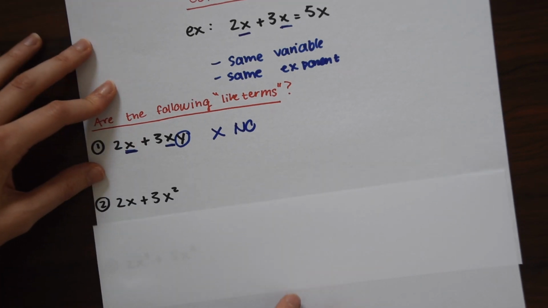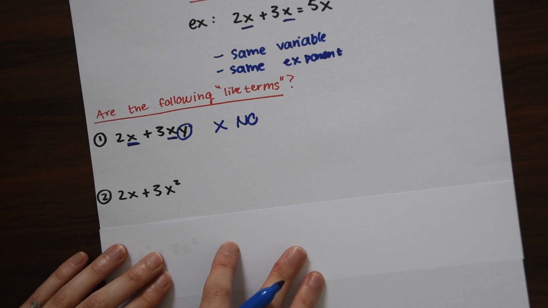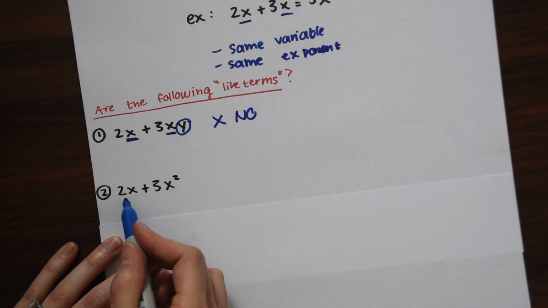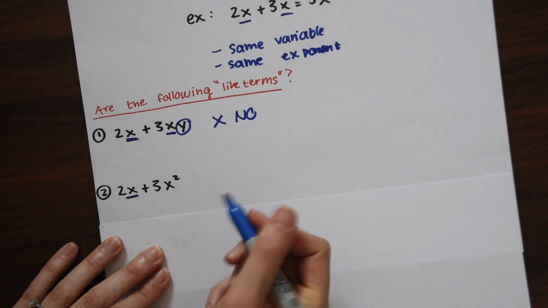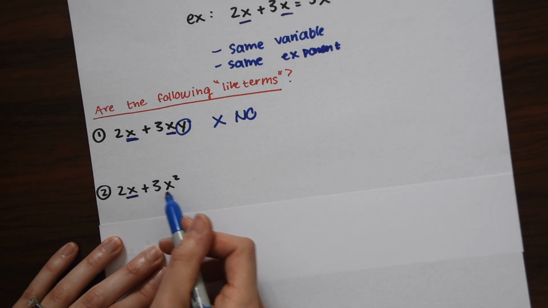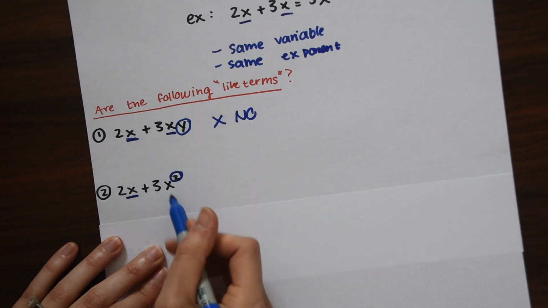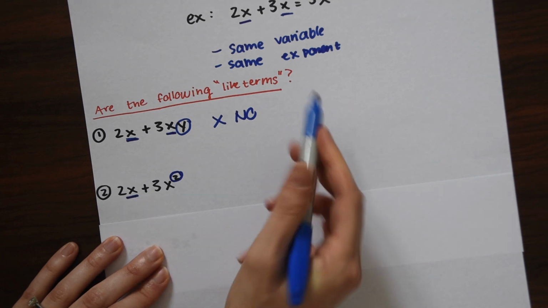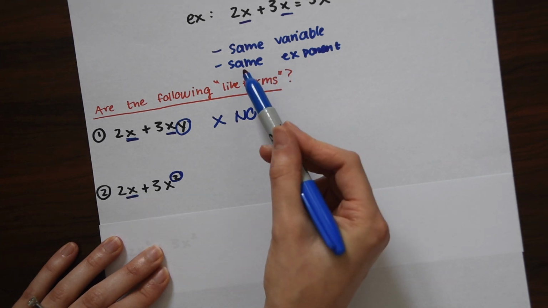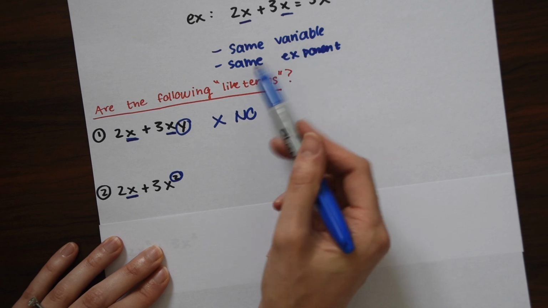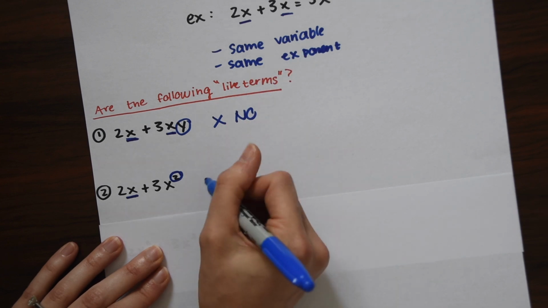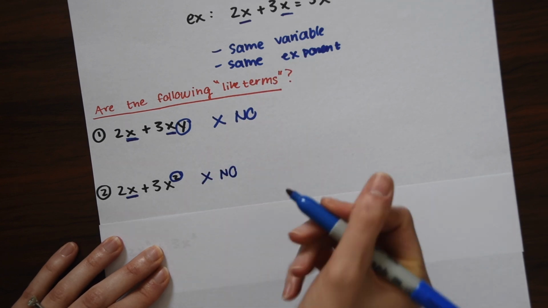So let's look at another example. 2x plus 3x squared. Here we have 2x again, so 2 is being multiplied by x, and 3 is being multiplied by x again, but this time the exponent is different. It's being squared, so it doesn't follow this. It's the same variable, yes, but the same exponent, no. So these are not like terms.